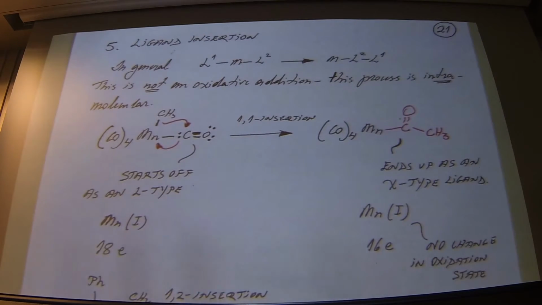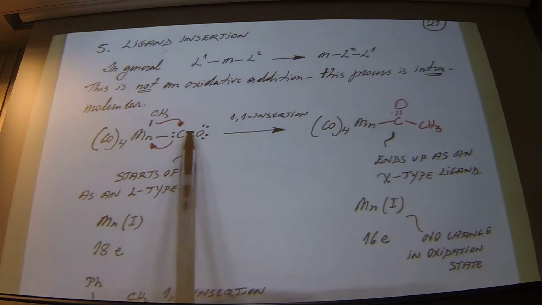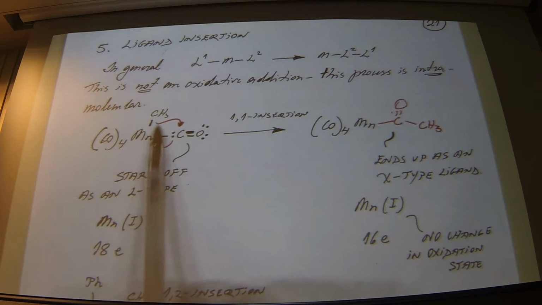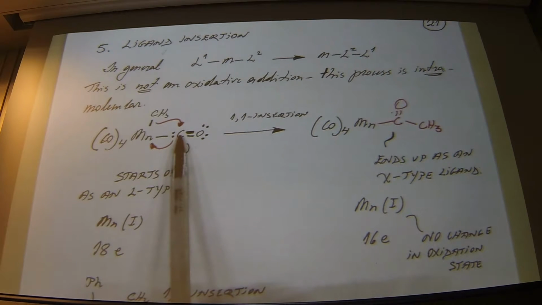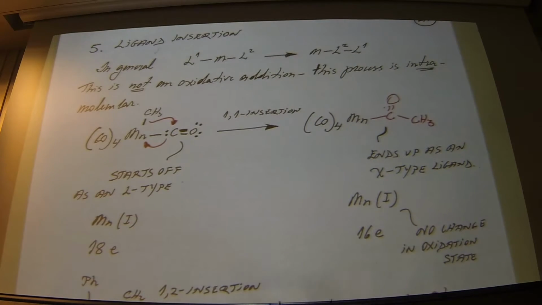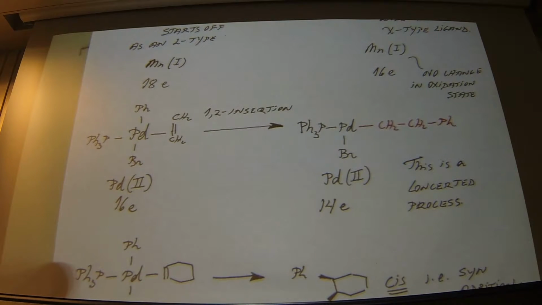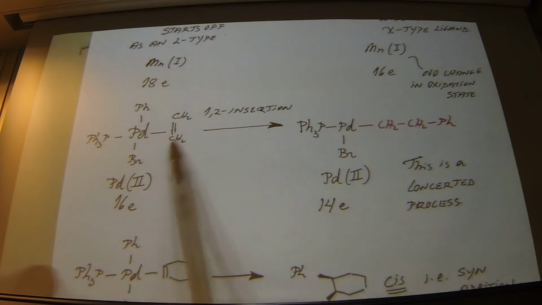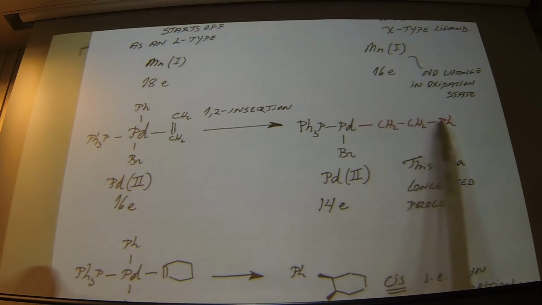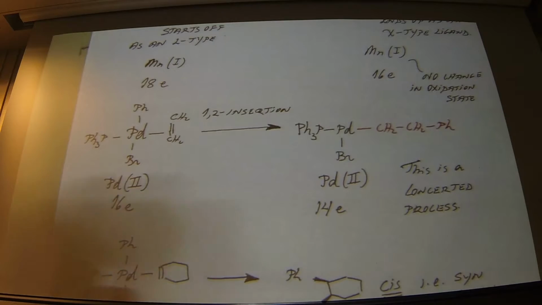Ligand insertion was another mechanism that we saw. This is a one ligand insertion where this methyl group inserts into that carbonyl. A 1,2 insertion of this type. This is one of the steps in the Heck reaction, where you have a vinyl ligand on the palladium. Remember that the vinyl group can act as an L-type ligand, and so the phenyl inserts, and you end up with a new carbon-carbon bond being formed.